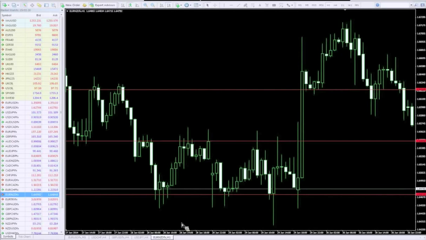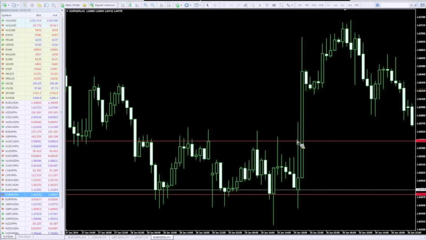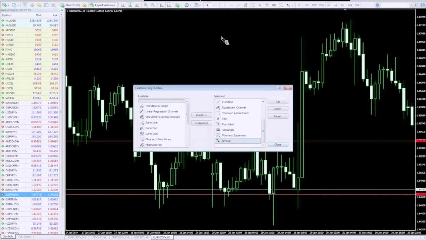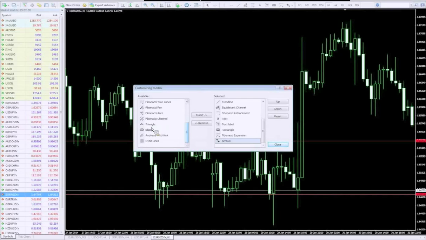Let's break it down to the DNA now. A range-bound market, be it a horizontal market or an angular market, is made up of a series of triangular moves. And I'm going to show you the moves here. I need to get my triangle tool. Just give me a second.